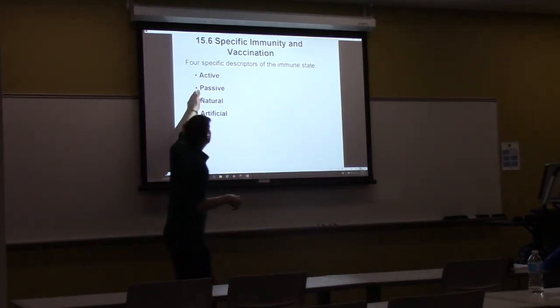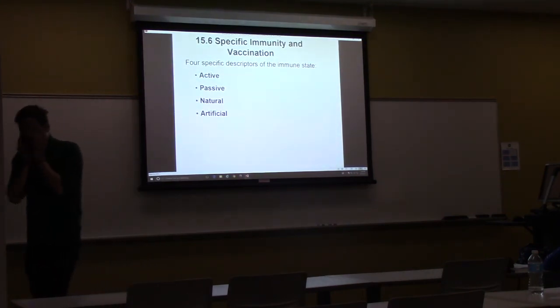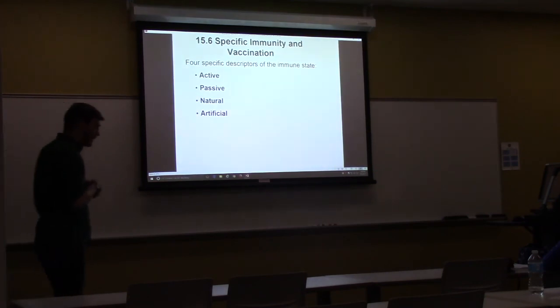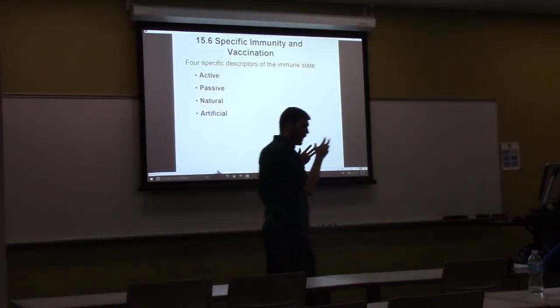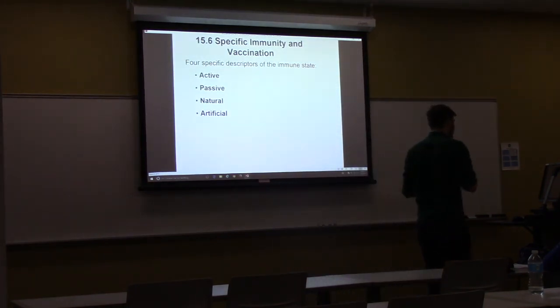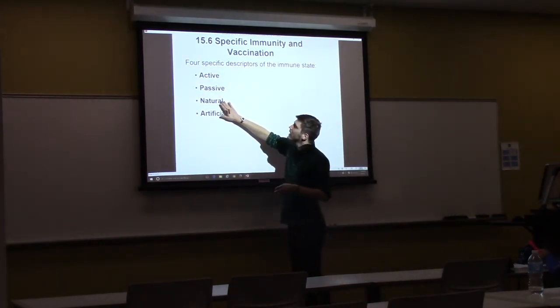What about passive immunization for vaccination? Short term. Short term, right? So it's very rapid, however, it doesn't last for very long. And again, this is where we take antibodies from another source and use those instead of producing our own. And both of these can be either natural or artificial.